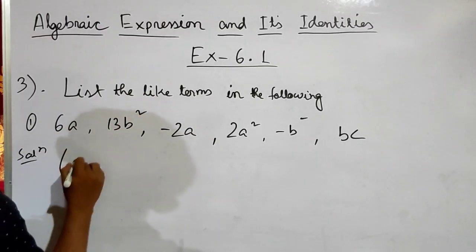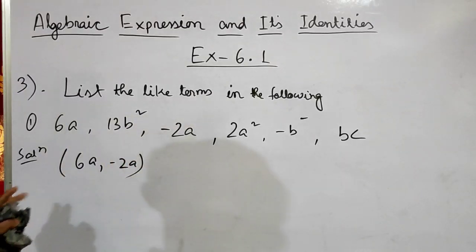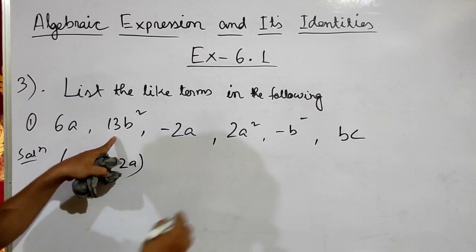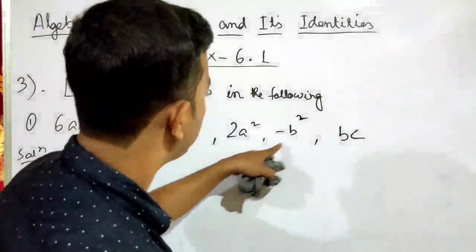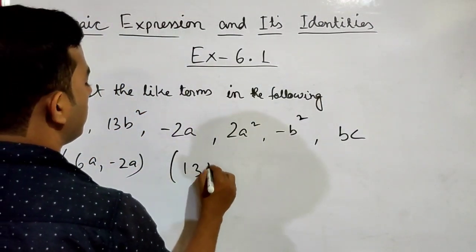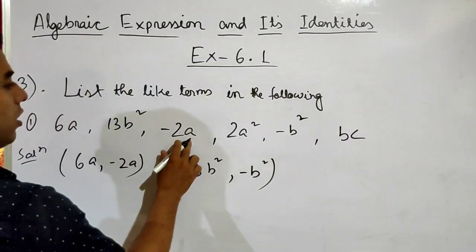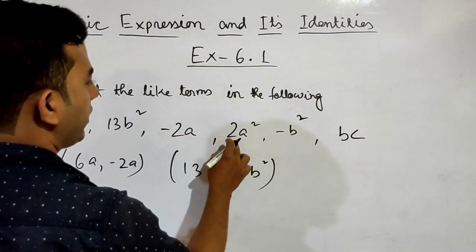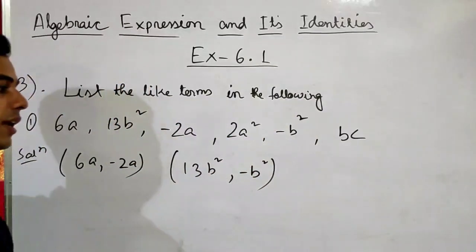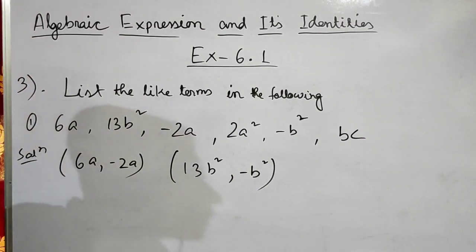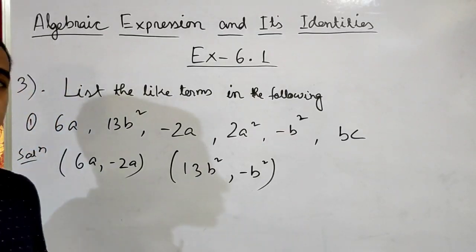So here the like terms are: number one, 6a comma minus 2a, one pair of like terms. Then next, is there any term with b square? Yes, 13b square, another b square. So it is 13b square comma minus b square. Now with a square we are not finding any term, and with bc also we are not finding any term. So there are only two pairs of like terms: 6a and minus 2a, and 13b square and minus b square.